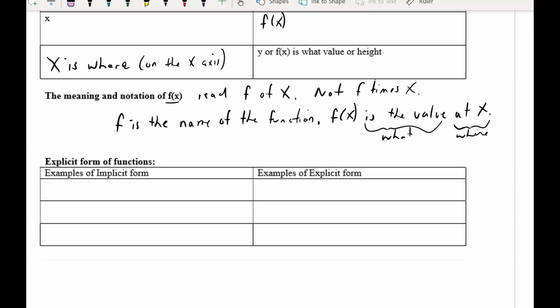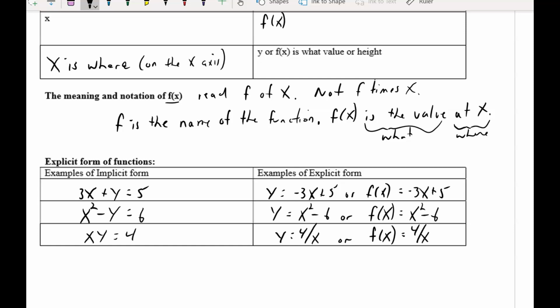All right, so with functions and with many things, implicit versus explicit. Explicit is when it's laid out already in terms of a function. So you might have something like y equals negative 3x plus 5. When it's solved for y, that's explicit form. Or you could also have f of x equals negative 3x plus 5. Now that same function could be written 3x plus y equals 5. They're the same equation, but because it's not solved for y, we call that implicit. Okay, a couple more examples.